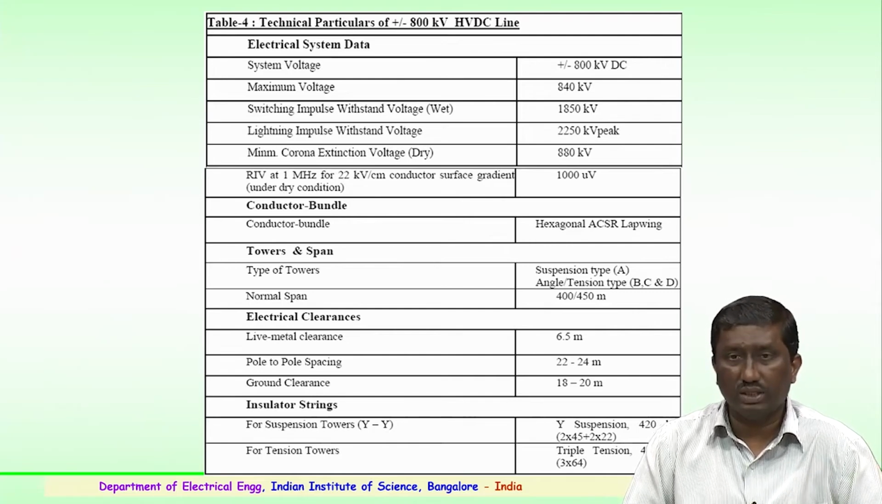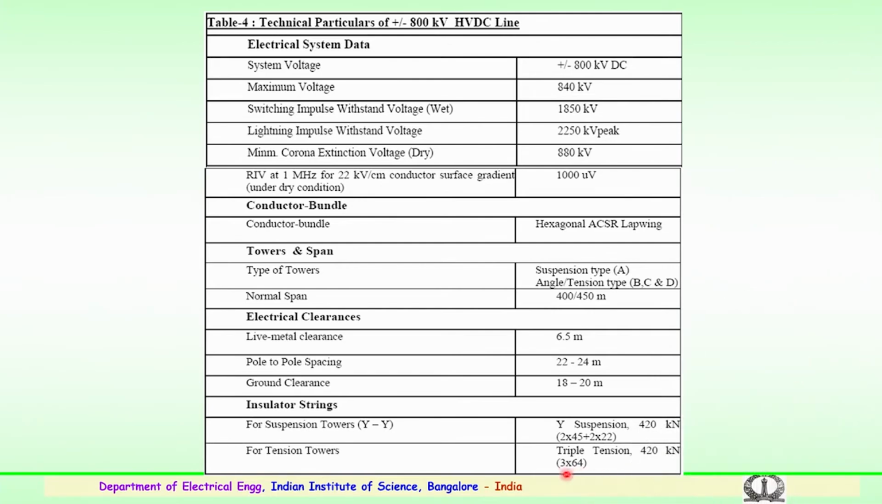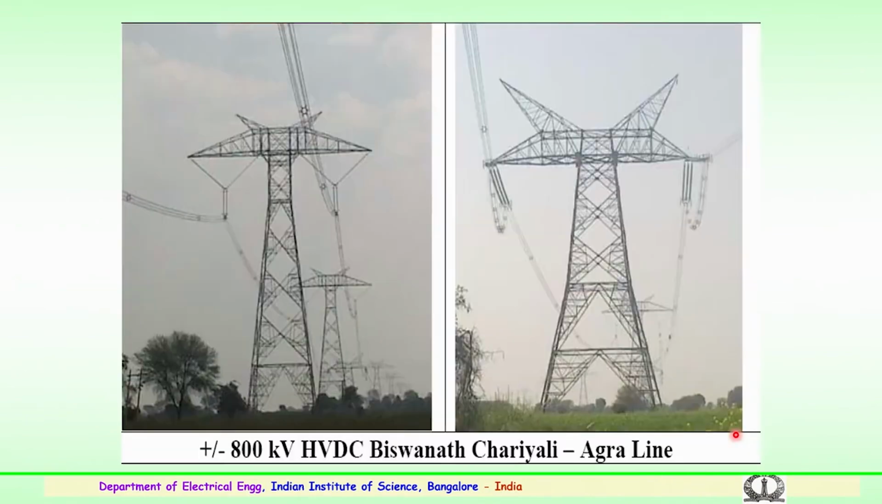In case of tension tower, we have a triple tension, 3 conductors consisting of 420 kilonewton mechanical strength, employing 64 insulators in each arm. So, 64 into 3 are used for the 800 kV transmission line. So, this is the line which I was mentioning.